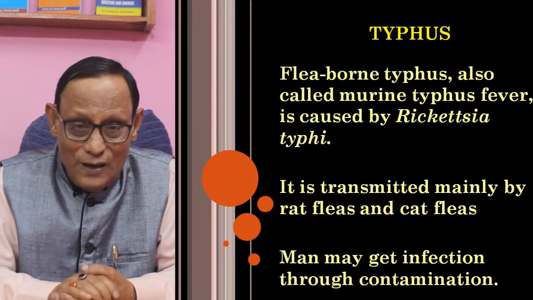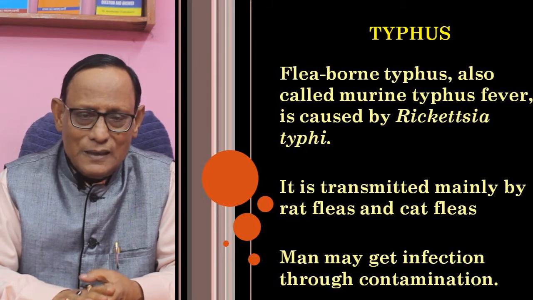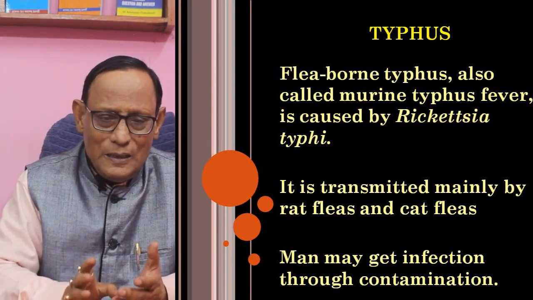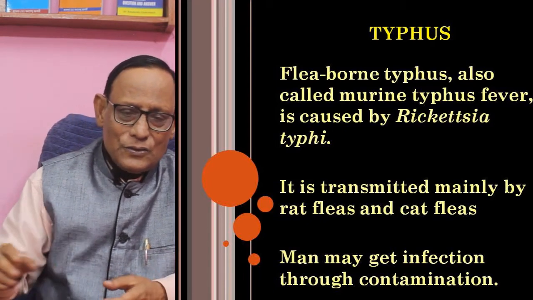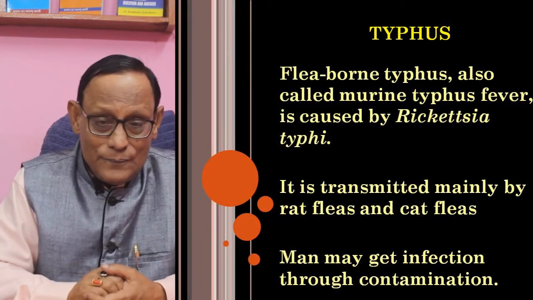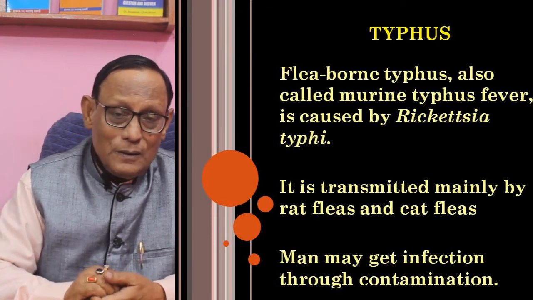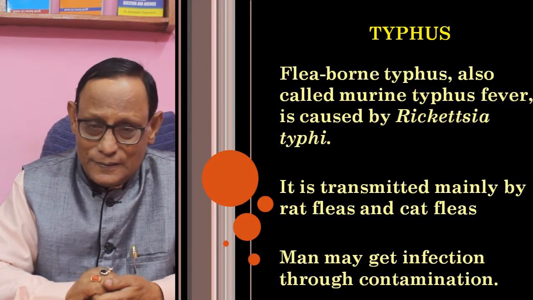Then we have typhus. Flea-borne typhus, also called murine typhus fever, is caused by Rickettsia typhi, transmitted mainly by rat fleas and cat fleas. Man may get the infection through contamination. So typhus can be a problem which may be transmitted through cats to human beings.